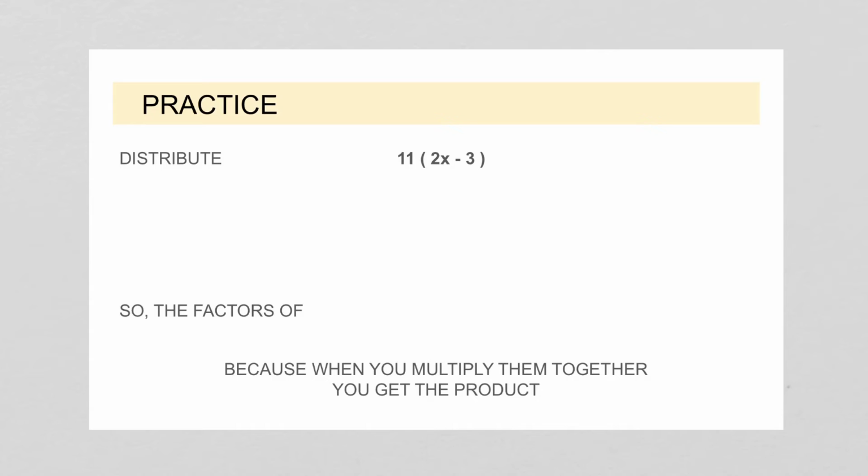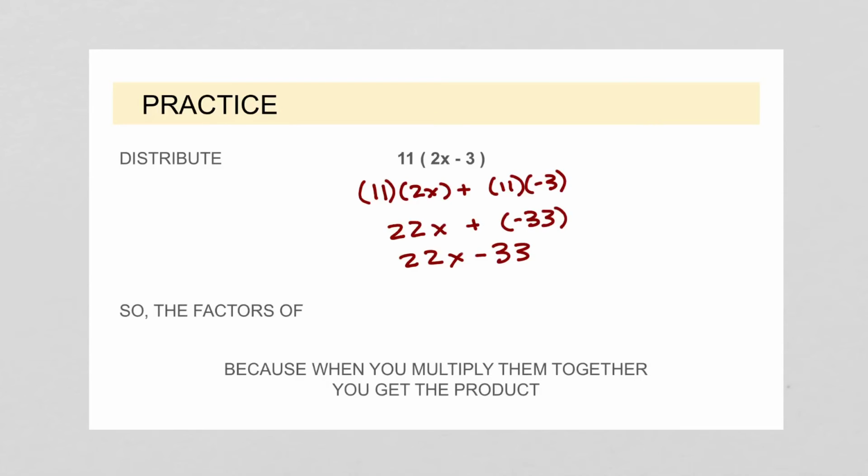Now let's have you try it. I want you to start by distributing. All right, I've given you a minute to do that. And you can see the work here. I took my 11 times each of the terms, and I noticed that I ended up with plus a negative 33. So I can just write that.